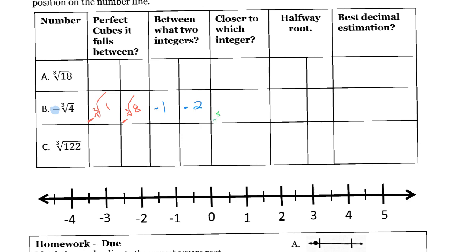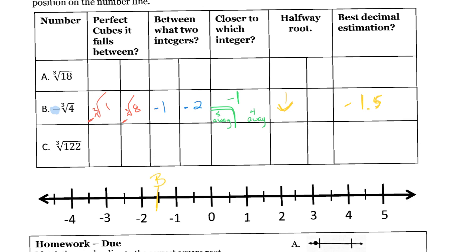It's 3 away, and it's 4 away. So it's kind of in the middle, but it's a little closer to -1. So that means it's below the halfway root. And since it's pretty close, I'm going to go really in the middle, and I'm going to say -1.5. Because it's pretty close to being split down the middle of those two numbers. So then I'm going to go to -1.5 and put a B there.